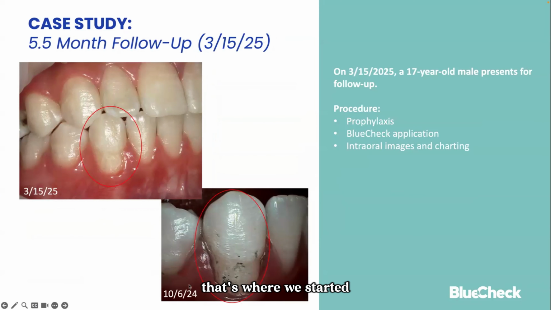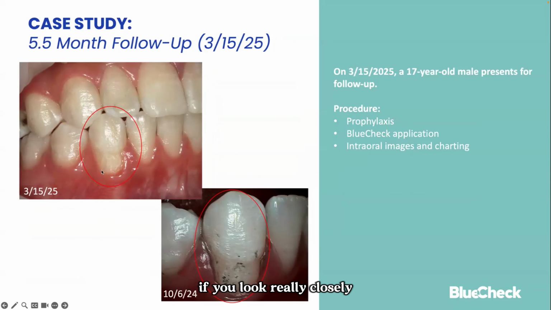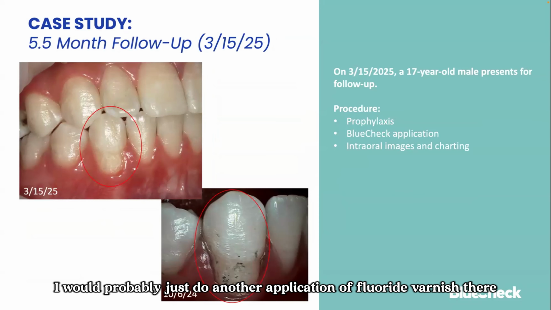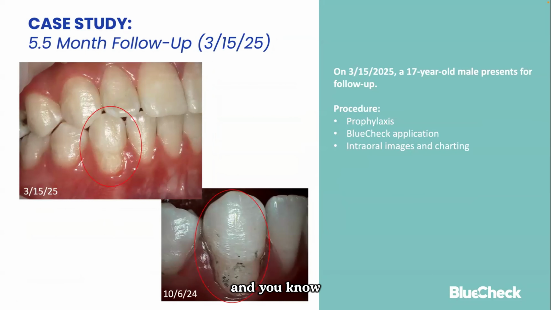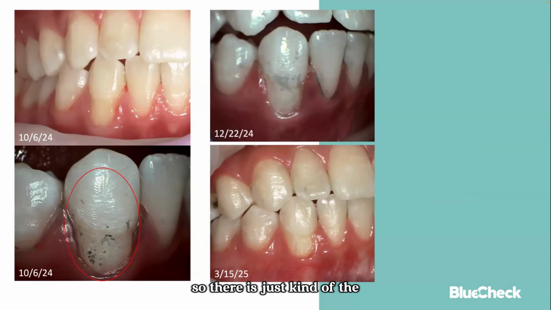That's where we started. And then this was at nearly 6 months, trying to catch him on school break, so it wasn't quite 6 months. If you look really closely, there's a tiny little fleck there for me. I don't know if that's enough to justify reapplying Curodont. I would probably just do another application of fluoride varnish there and have him continue using the povidone iodine. So that's the sequence of events that happened, and you can understand how we used it as detection and used it as monitoring too.